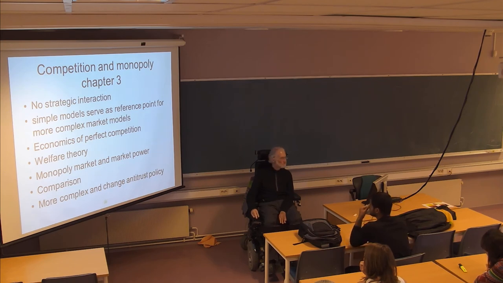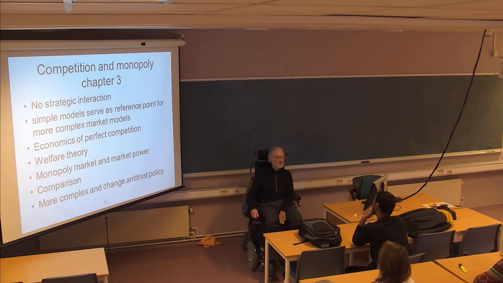So, in this chapter, we will deal with two models: competition and monopoly. That is where we have no strategic interactions. In this course, the main topic will be where we have strategic interactions. But to benchmark and to understand the two extremes, competition and monopoly, we need these two models when we start to model the more complex markets where we have strategic interactions, where we are going to use game theory.